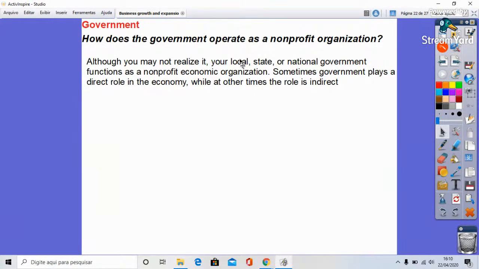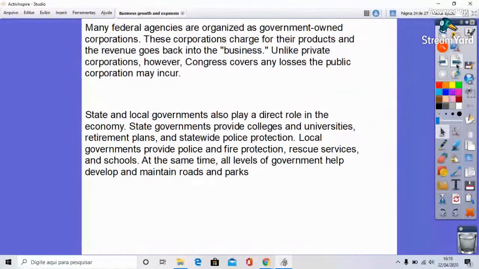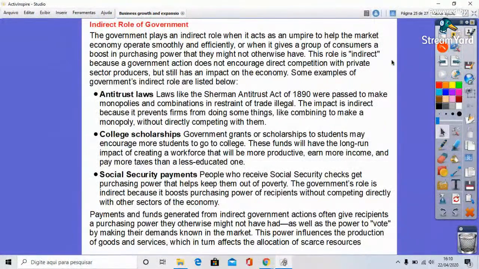How does the government operate as a nonprofit organization? We don't really pay attention, but they can be a nonprofit organization. Many governments participate, they have the role, okay? Usually it's direct or indirect. Let's take a look here. Let's take a look at the indirect role of the government. How does it act as a nonprofit organization indirectly?